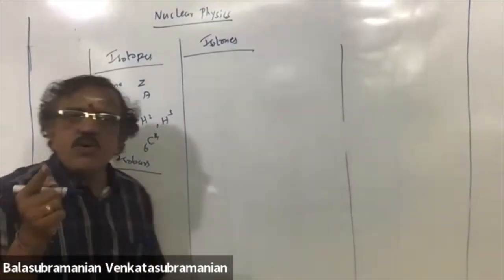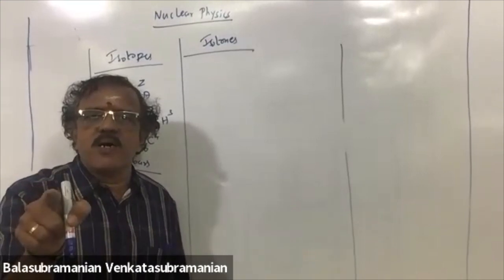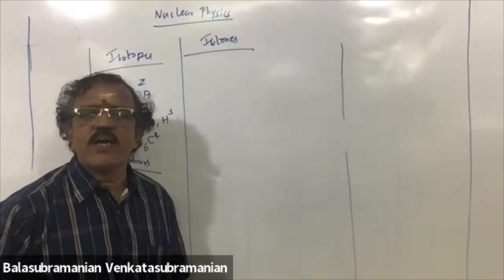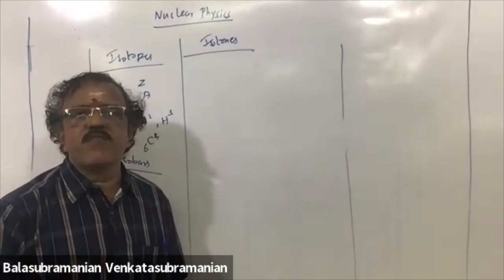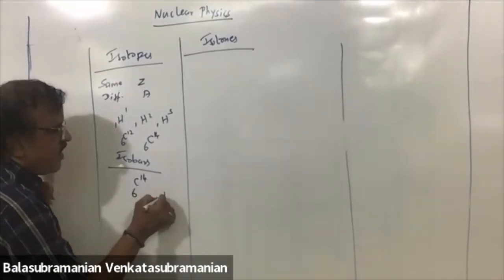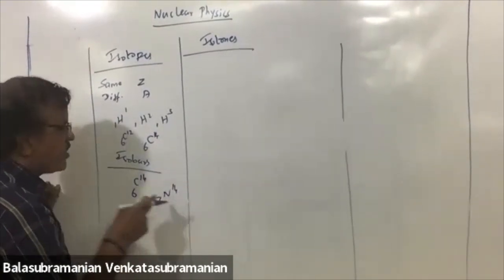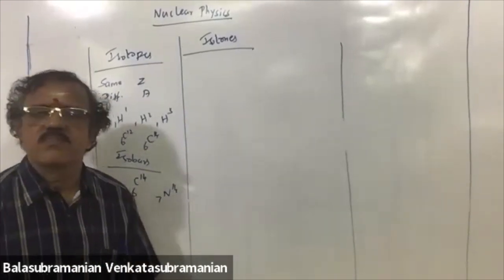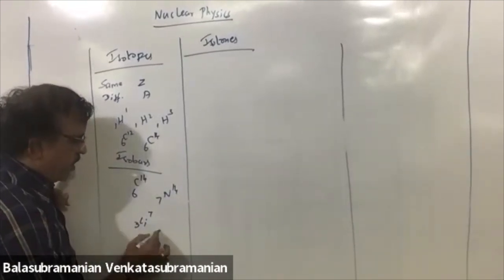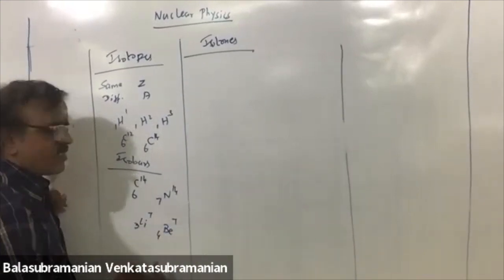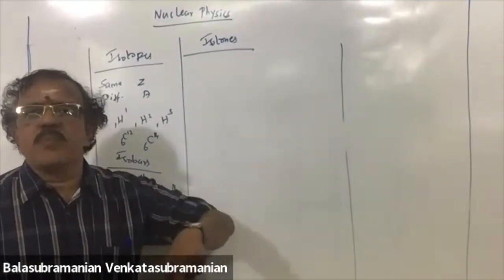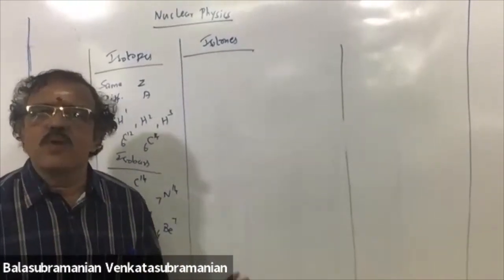Isobars: 2 different elements having the same mass number but different atomic number. When the atomic number is different, the element should be different. 6C14 and 7N14: mass number is the same, but this is carbon, this is nitrogen. Similarly 3Li7 and 4Be7: mass number 7, but two different elements. Same mass number, different atomic number, 2 different elements, we call them isobars.